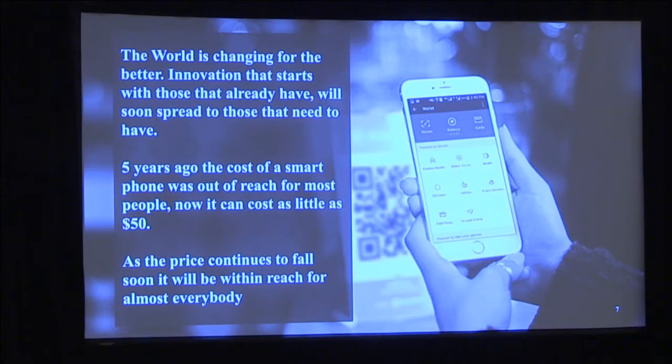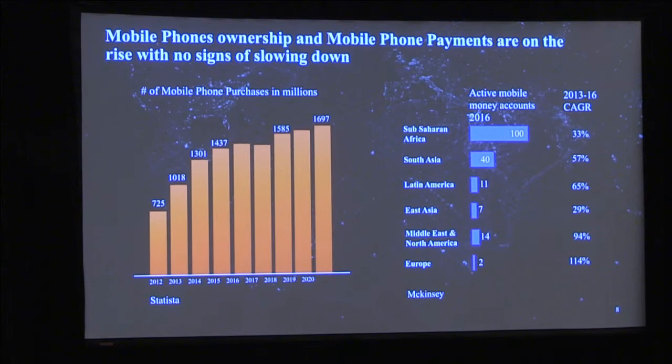And mobile phone usage and how it is being used is very different across the world. First of all, you can see on the left-hand side the predictions of how many mobile phones are going to be sold this year and next year. It's roughly 1.5 billion phones. In addition to those 1.5 billion phones that are sold, there's probably already another 5 billion phones out there. Everybody on the planet effectively can get themselves a mobile phone.